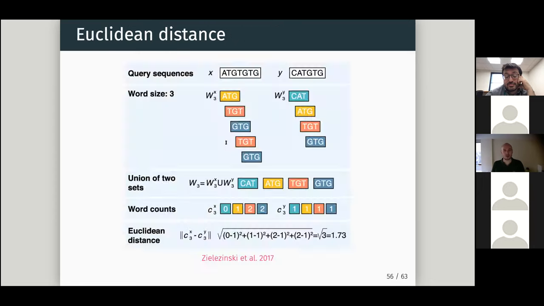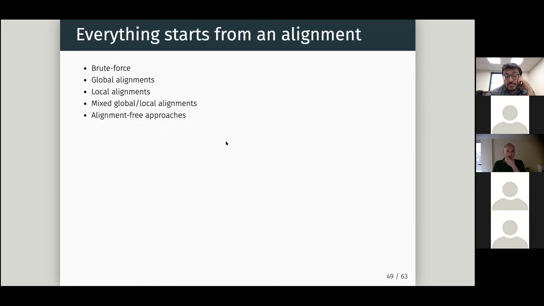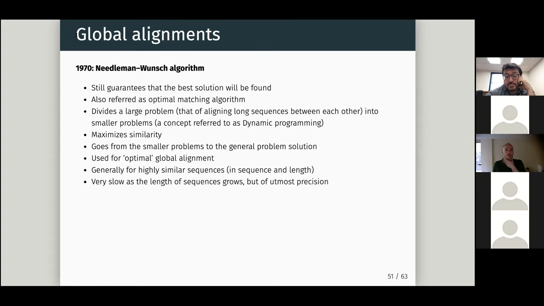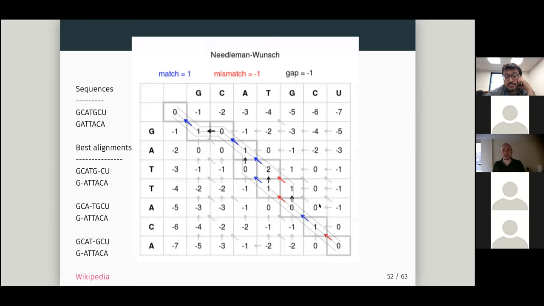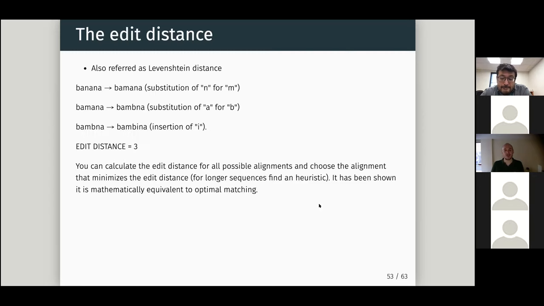When we mentioned this algorithm from the 70s, we said very slow as the length of sequences grows, but of utmost precision. That's a big problem of long read genome assembly, because if you have very long reads, computing the overlaps between reads, making basically all these calculations takes time for all the reads, all pairwise potential combinations. I mean, you can exclude some, but not all of them.